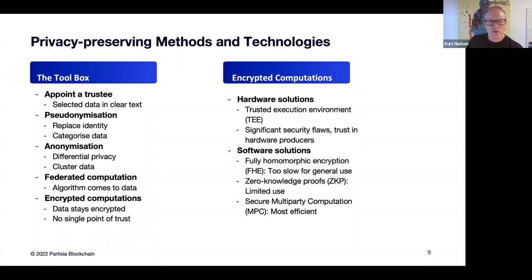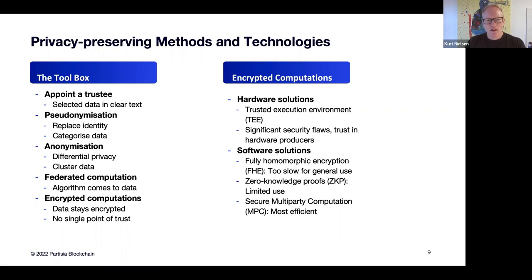So what is encrypted computation? I will come back to this in more detail, but it's really about computing directly on encrypted data. There are two ways to do this. One way is to use hardware, which is known as a trusted execution environment. So this is things like the SGX from Intel.